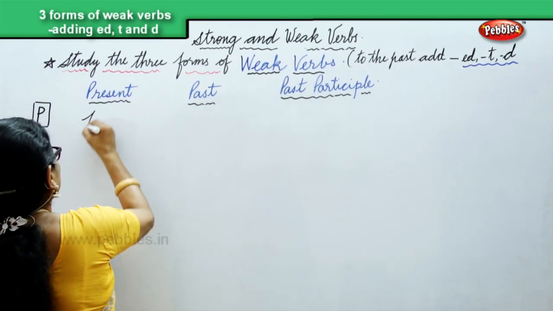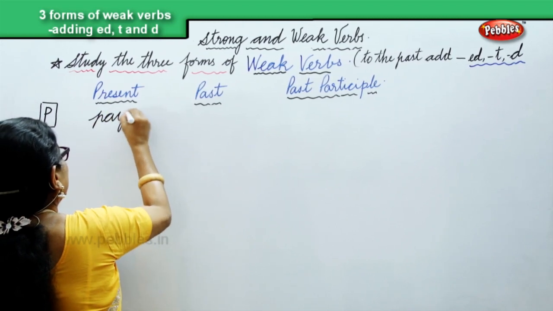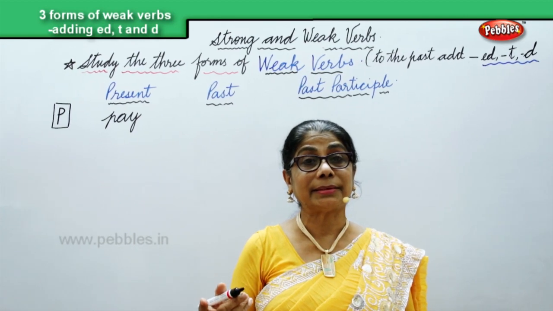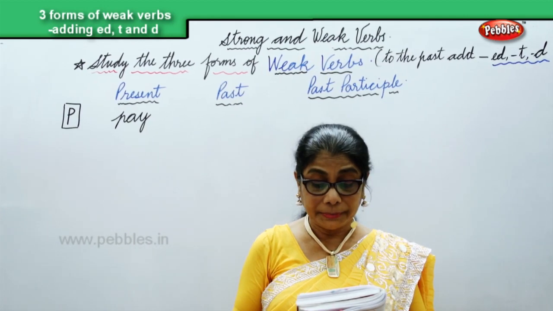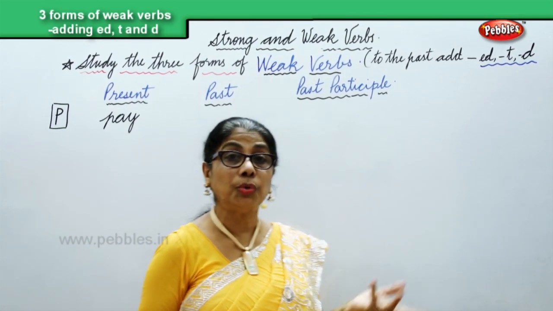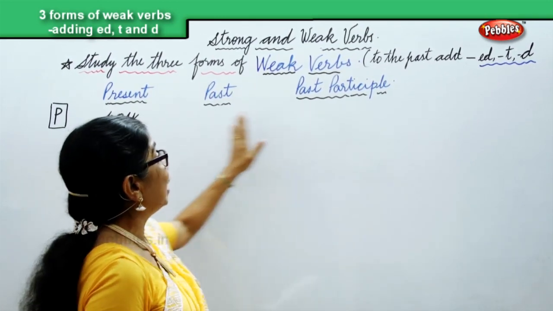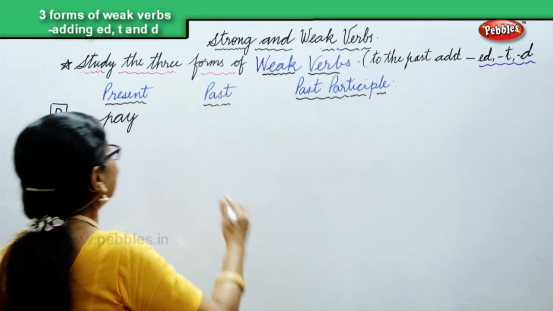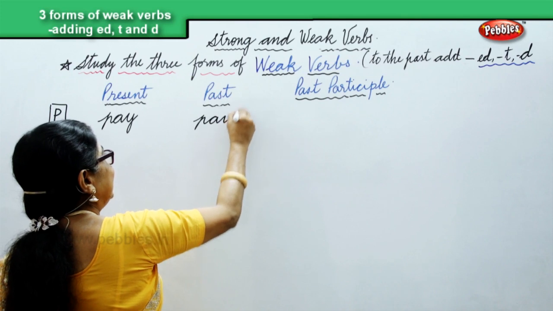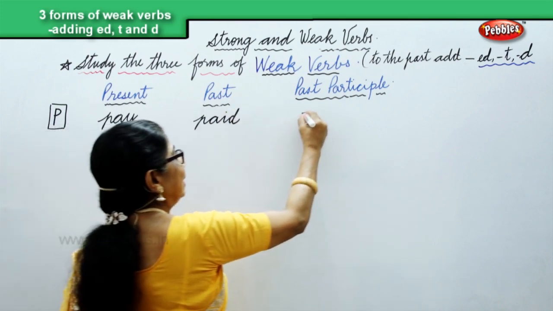Pay. The present we have pay. Then you say in the past tense, you will say paid. Past participle also paid. Most of the past and past participle are the same. So pay, you pay the bill, paid. Ends in D, again paid.